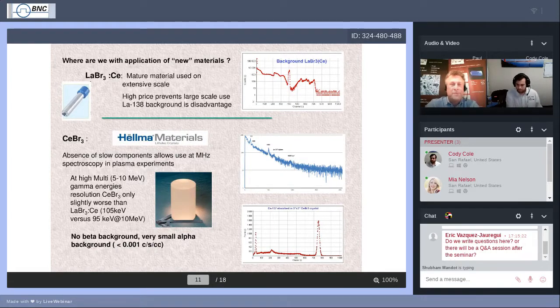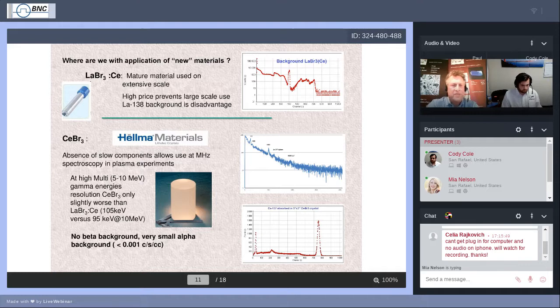Okay, then I would like to go to the section of where we are with the application of new materials. Lanthanum bromide, been around for 20 years now, is a mature material used on quite an extensive scale. The disadvantage of this material is the lanthanum-138 background, which is characterized by a beta emission and several gamma lines. In addition, there is an alpha contamination that we are having actually in most rare earth scintillators. You see that's the right part of the spectrum.